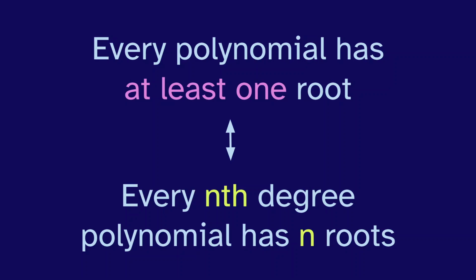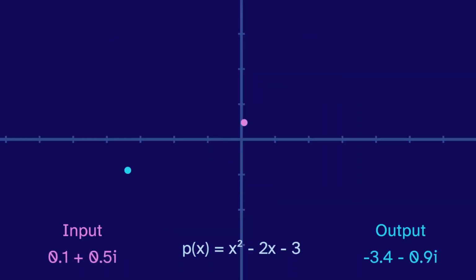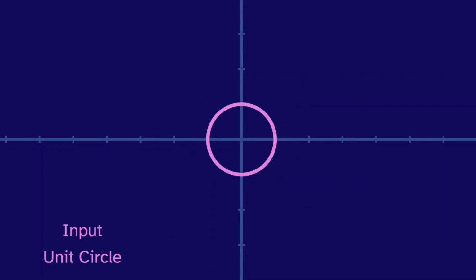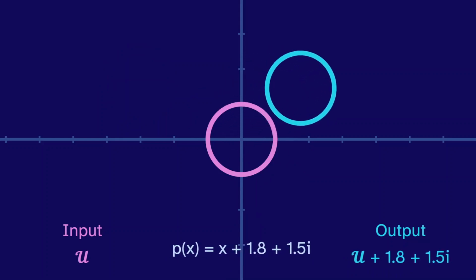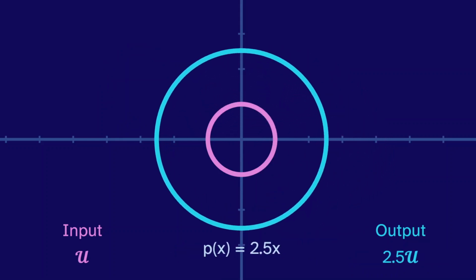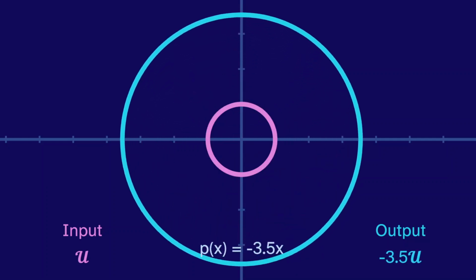So going back to our visualization, given some polynomial p, we'd like to show that there's some input that sets our output to 0. But instead of just looking at one point at a time, we'll look at a bunch of points. So let's take our input to be the unit circle, all of the points that are distance 1 from 0, and we'll label that as u. Just as with the individual points, when the polynomial is x, we get the same input and output. We get the same circle. Adding a constant will move the output around, and then adding a coefficient will change the size of the output.